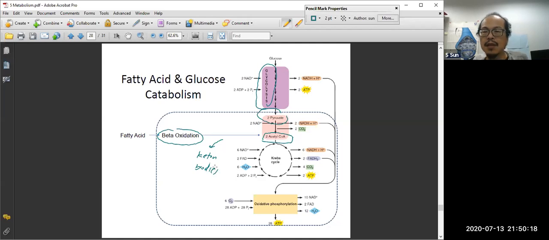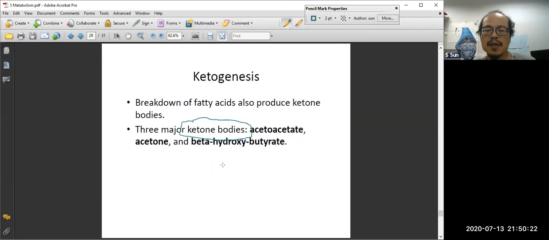Ketone bodies. There are three ketone bodies: acetoacetate, acetone, beta hydroxybutyrate. These ketone bodies will be used, but if we produce them too much and too fast, they will make our blood become acidic.